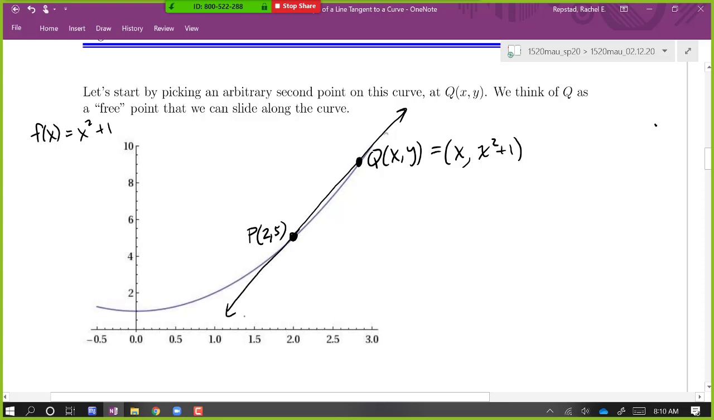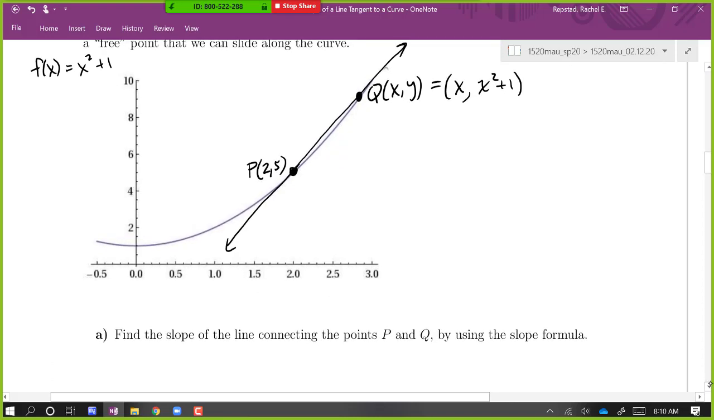Now that slope will get us pretty close to the tangent slope. It won't be perfect. If I pick this point Q and push it closer and closer to P, it'll get closer to that tangent slope. Right now though, let's come up with the expression that gives us the slope of that secant line. Now we have two points, so we'll just use our slope formula.